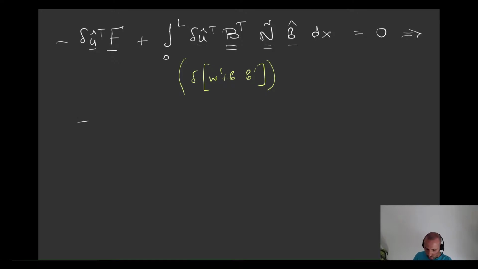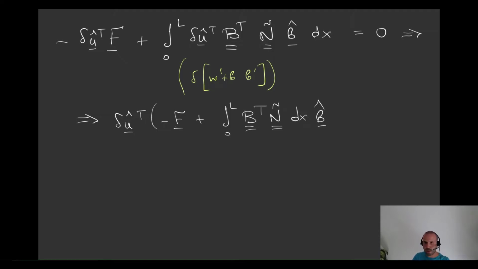Now, if we go ahead and do the same exercise as we did for the previous equation, we can filter out all the virtual degrees of freedom that are associated with the primal unknowns, and that's going to be delta U underlined hat transpose times minus F plus integral from 0 to L beta transpose n tilde dx. The beta, the degrees of freedom associated with the Lagrange multipliers, can go out of the integral because it's constant, and that can be equal to 0.